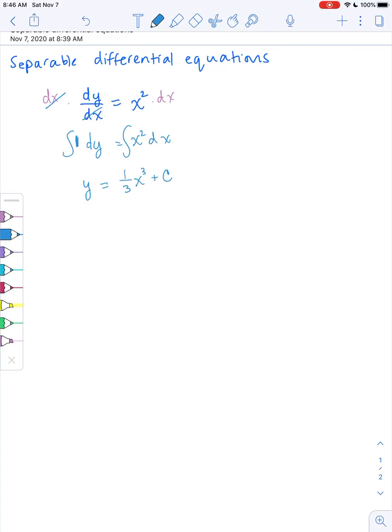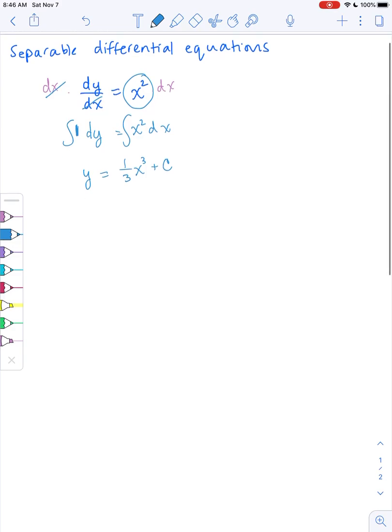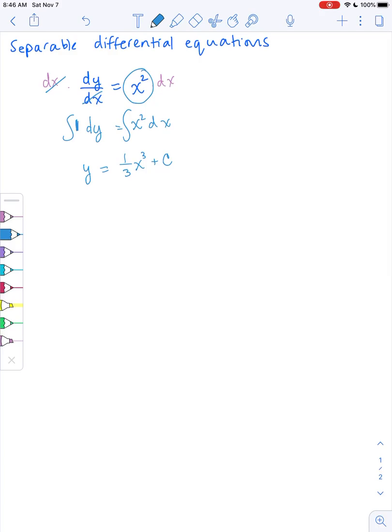Remember that this represents a whole family of functions whose derivative, when I take it, brings me back to x squared, which when I double check my work, the derivative of 1/3 x cubed is x squared. The derivative of c is just 0. So nothing about that is unfamiliar except for the very beginning where we separated dy and dx.